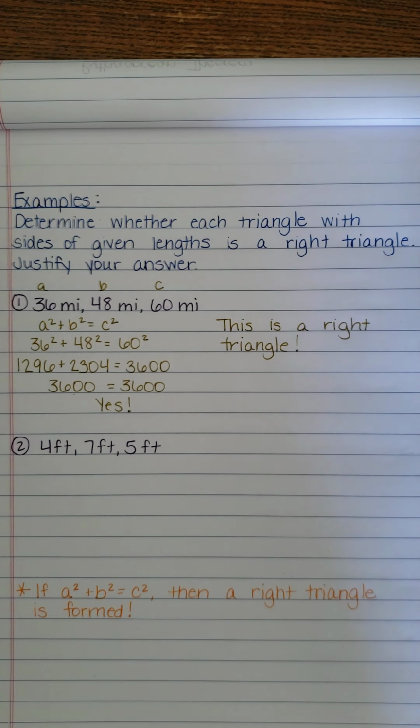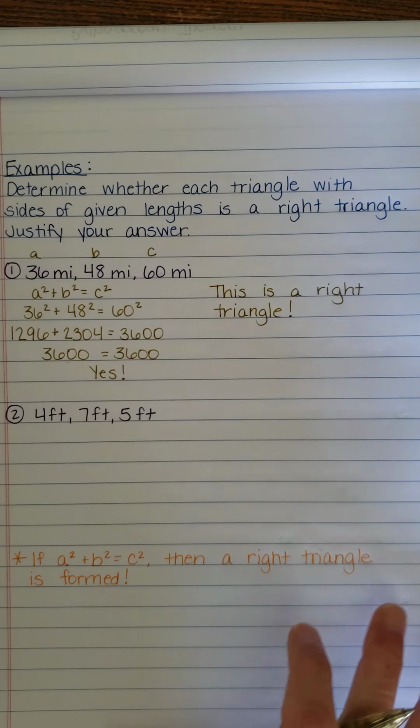So the converse really is that instead of us finding the missing side length, we're looking at three sides and we're determining, okay, does this fit? Does the Pythagorean theorem work with this? And if it does, then you have a right triangle.